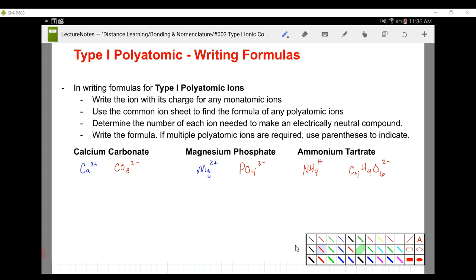Just like we had done for binary ionic compounds, we need to make sure that these charges neutralize so that the formula unit we write is neutral. In our first example with calcium and carbonate, we have a positive 2 cation, we have a negative 2 anion. Those two things do cancel out already, so our formula would just be CaCO3, one of each of those ions.